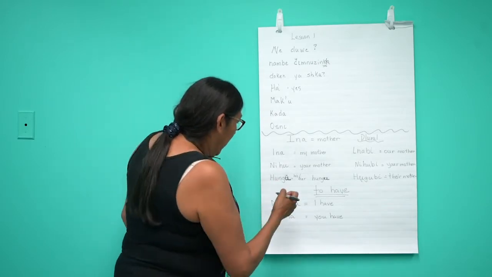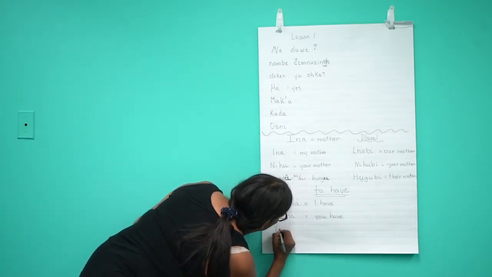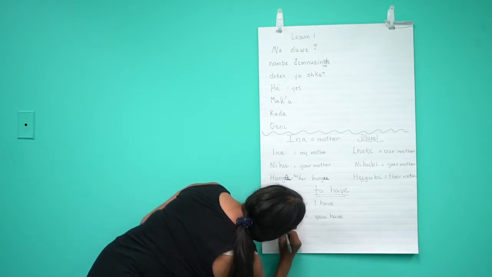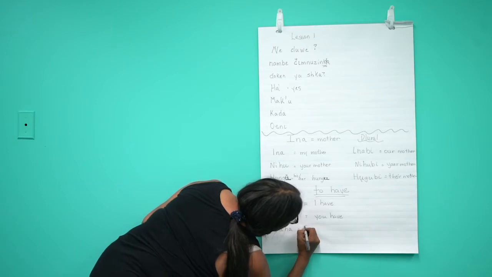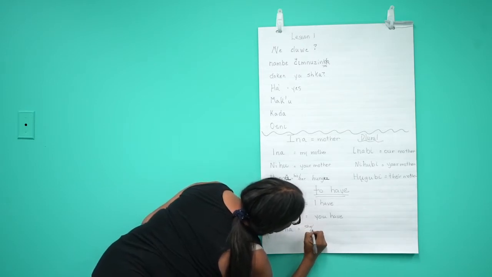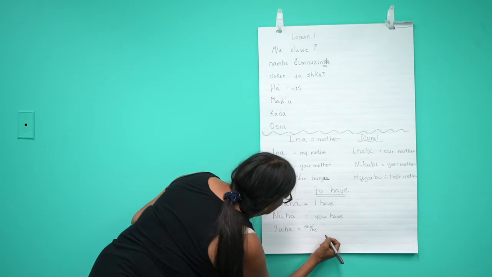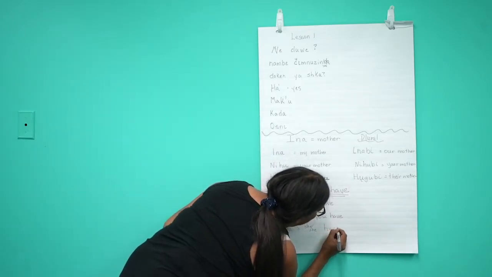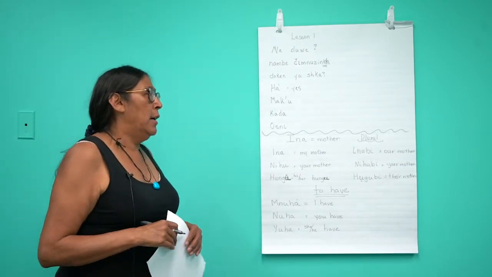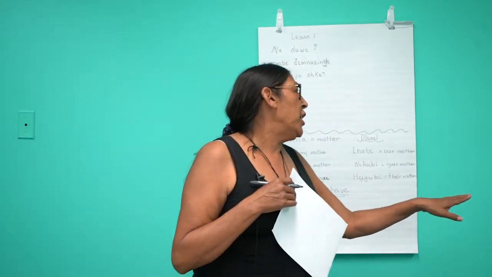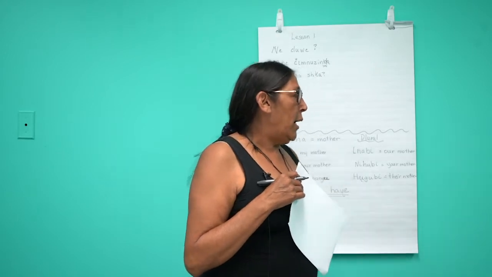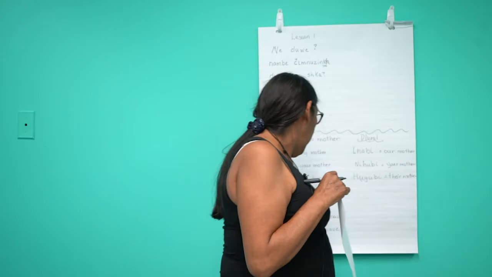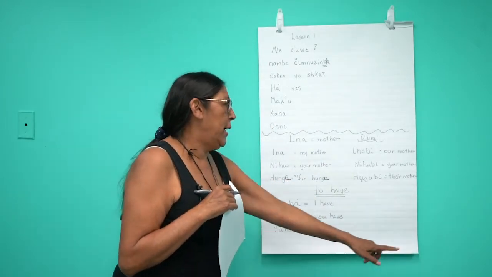Okay. Yuha. That is. Yuha. This is he or she has. Yuha. He or she has. Have. Hokshina je taba yuha. That little boy has a ball. Taba yuha. He has a ball.